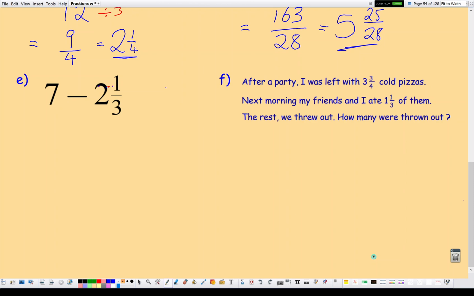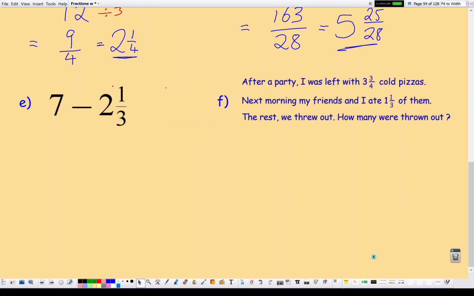Right. Now, two more different types that we haven't seen yet is when we have a whole number taking away some sort of fraction, and then I'm giving you a worded question to finish off your last example. So E and F, can we copy down this one on the left first, which is 7 take away 2 1/3.